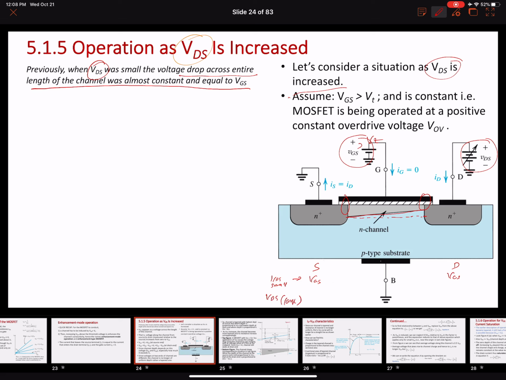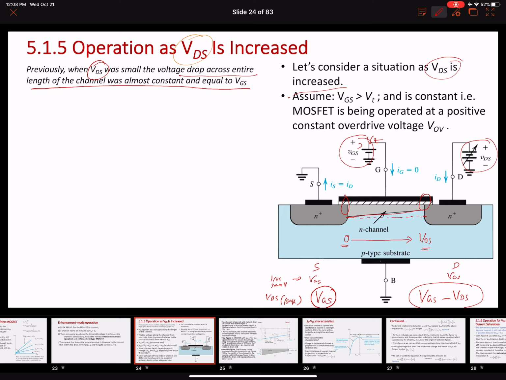When VDS is large, we can no longer ignore the VDS value. So along the length of the channel, the potential will change. At the source end, the potential will be 0, and due to the large VDS, the potential at the drain end will be VDS. So it will increase from 0 to VDS because the source is grounded in this case, okay? So at the source end, our potential drop still remains VGS. However, at the drain end, our potential drop will become VGS minus VDS.